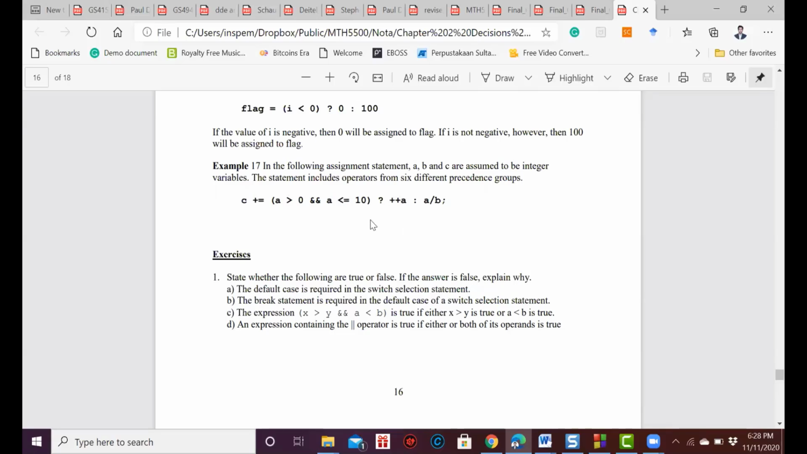So how should I do it? In this case, if this one is true, then what happens is C will be plus. I'm using this mouse, I actually have a writing pad underneath. So we have plus A.